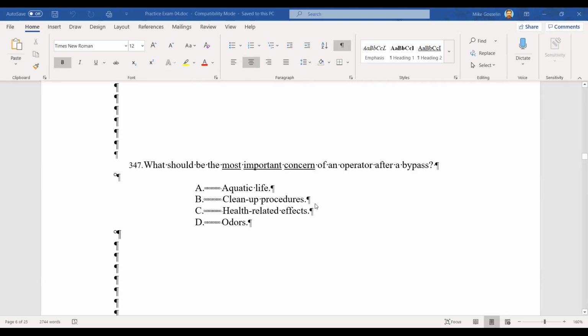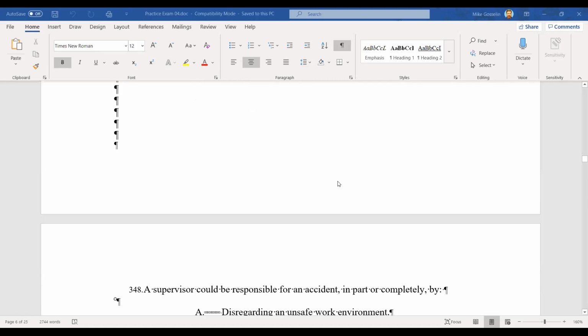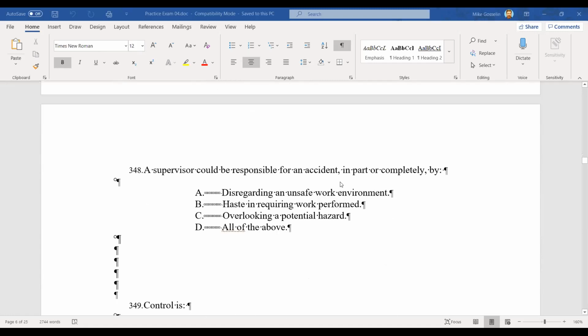And remember, there will be safety and environmental type questions on your exams too. So, a supervisor could be responsible for an accident in part or completely by... Yeah, you bet. All of the above.